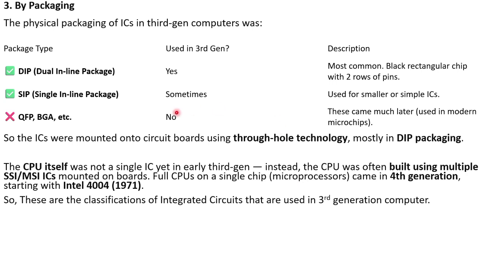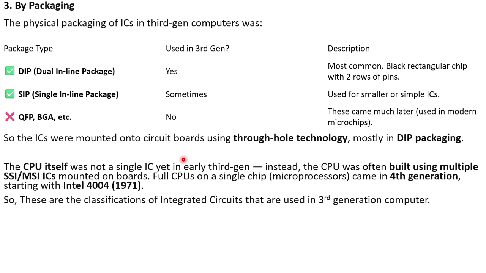And by packaging, we use dual inline package and single inline package. There is no QFP or BGA, because these types of packaging were used mostly in fourth generation computers, and in third generation computers we use mostly DIP and SIP packaging. As we know, DIP is a black rectangular chip with 2 rows of pins, and SIP is used for smaller or simpler integrated circuits which have only 1 row of pins. The ICs were mounted onto the circuit board using through-hole technology, mostly in DIP packaging.